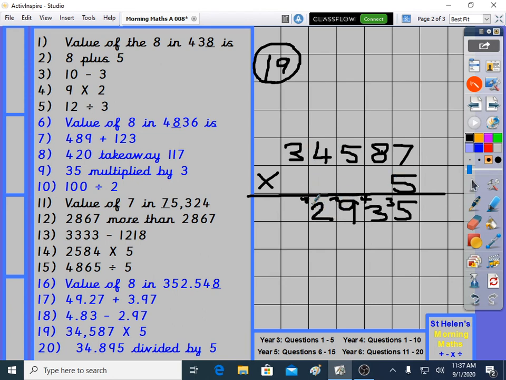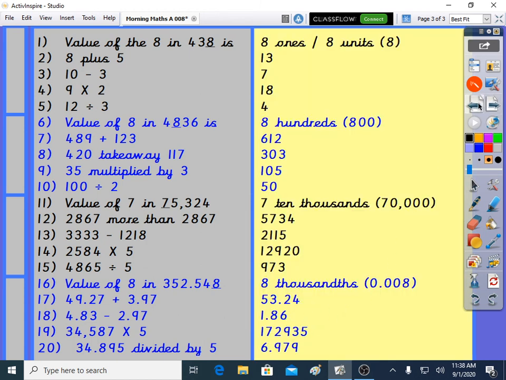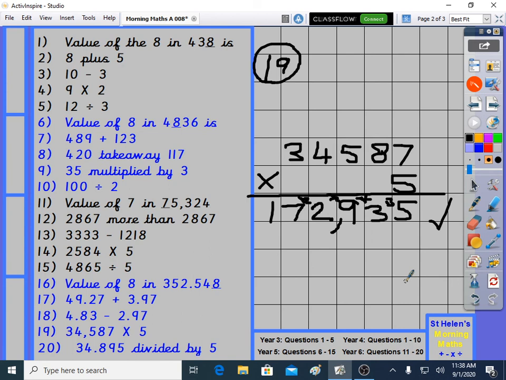5 times 3 is 15. I can't even see that, I wrote that so messily. It's a 2, isn't it? 5 times 4 is 20 plus 2, yeah, that's a 2. Teach you to be neat. 5 times 3 is 15 plus 2 is 17. Right, comma would go there. Cross out these little ones. I'm going to check that answer. 172,935. That's right. That was cheating a bit from me, wasn't it?